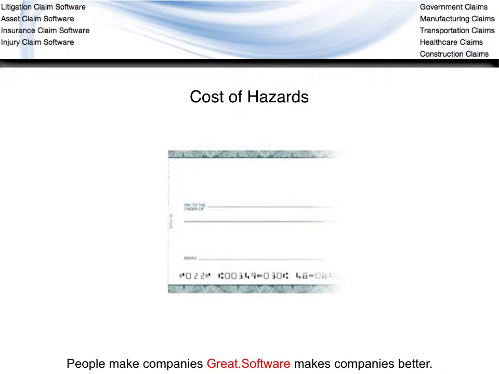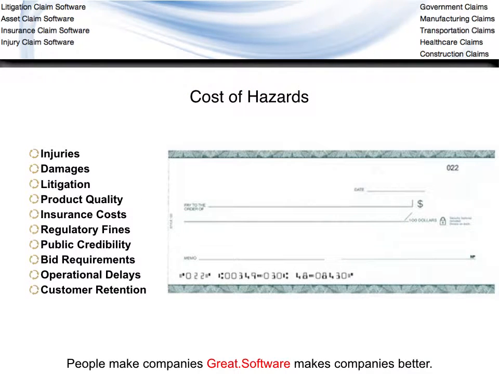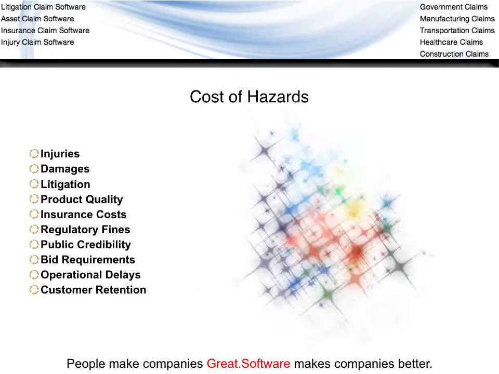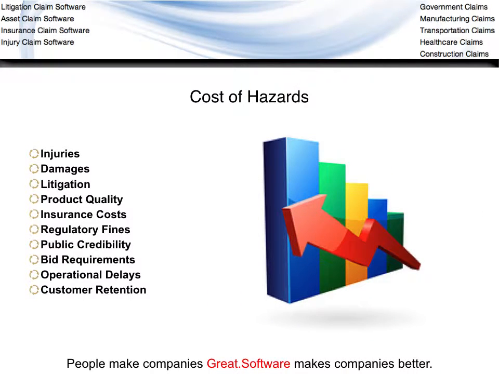The costs of hazards far outweigh the cost of purchasing or maintaining a software application to report hazards. The costs of injuries, for example, or damages to equipment, buildings, or vehicles, or the cost of litigation. Any one of these scenarios, any one accident or injury, can far outweigh the cost of a software package.